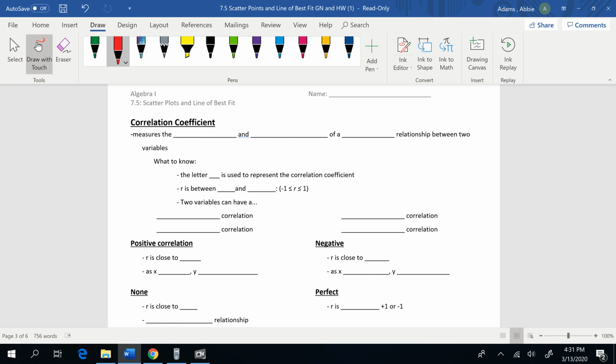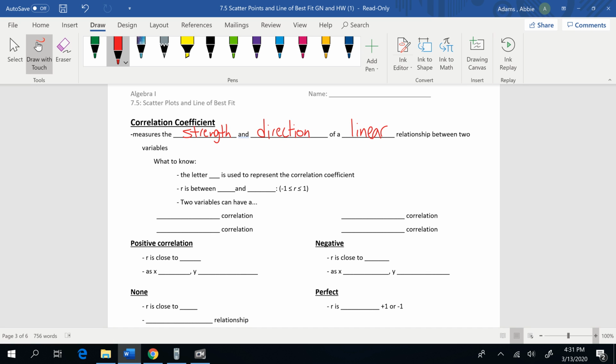So the last topic we're going to cover today is the correlation coefficient. Our correlation coefficient measures the strength and the direction of a linear relationship between two variables.